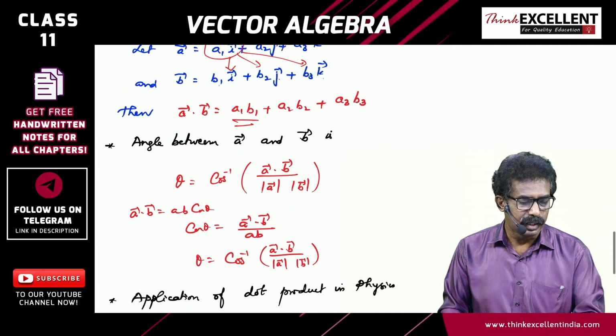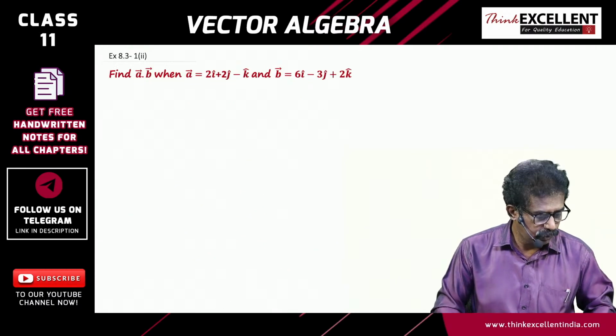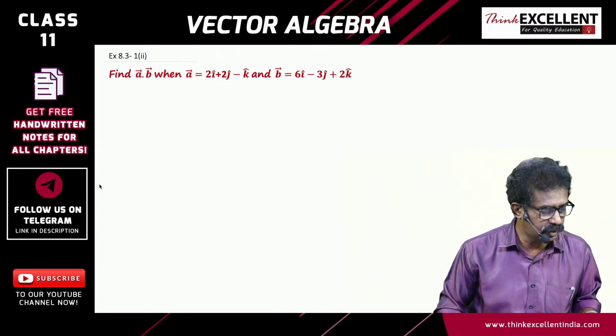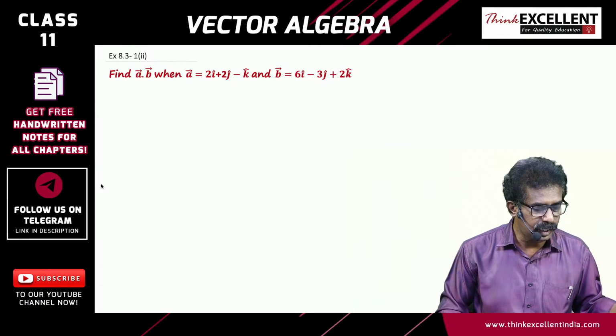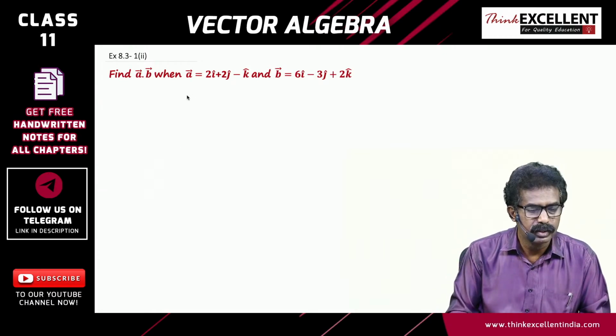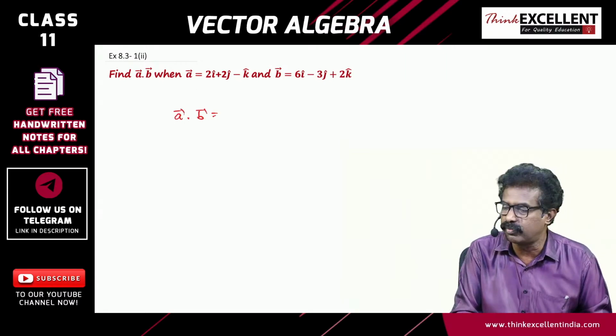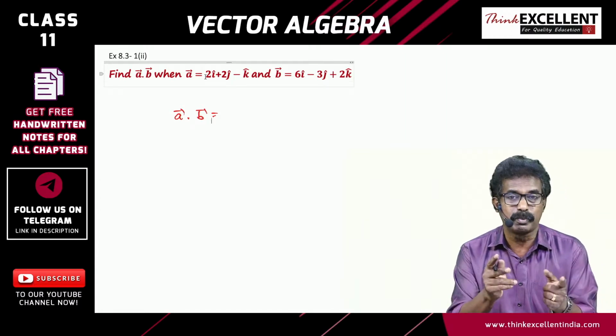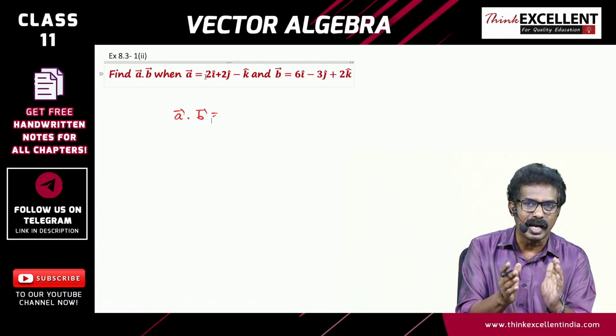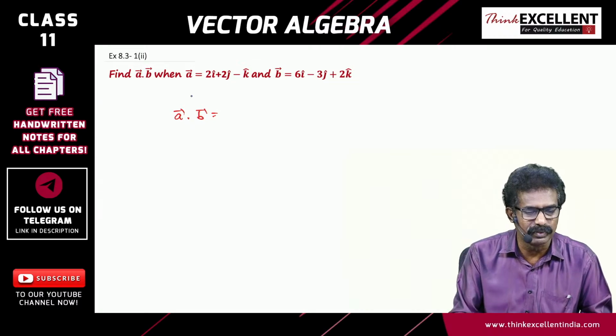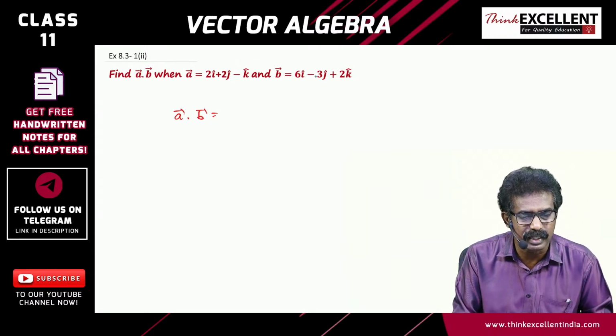Okay, right. So now you try a few questions using this. Look at the first one. Find a dot b, right? A vector, B vector given. Find a dot b. Very simple question. You just multiply the coefficients. You have to check the order. In the previous question, i and k were given. You have to be very careful. So here i, j, k, yes, i, j, k.